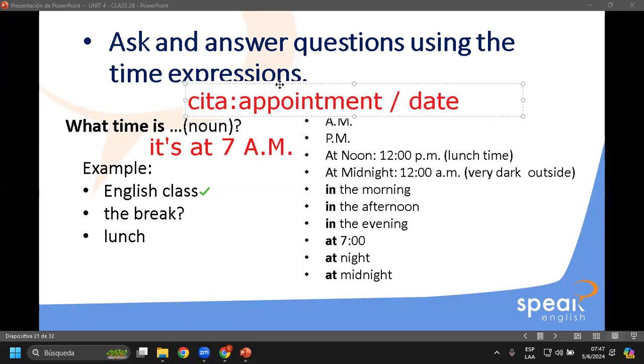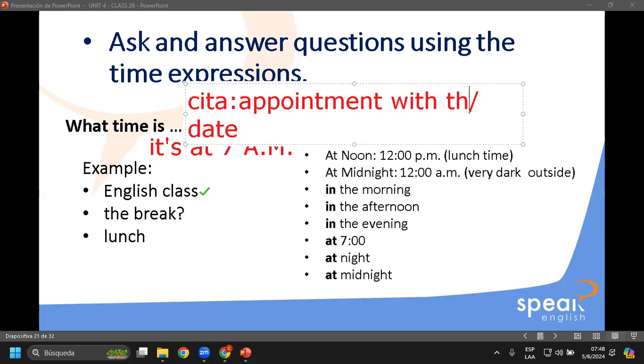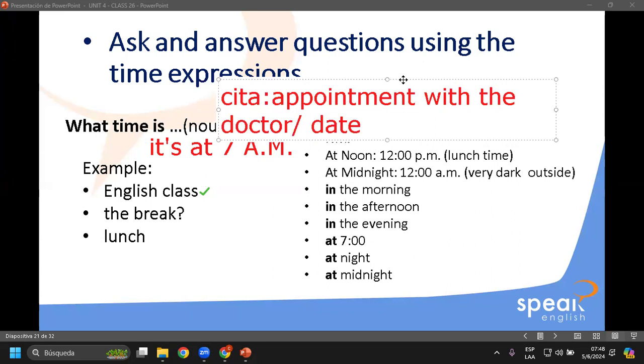What time is the appointment at doctor? Oh, the appointment. With the doctor. Okay, so everybody, what time is the appointment with the doctor? In the morning. In the morning, very good. So we can say specifically, right? I think that it's at 10 in the morning, okay?